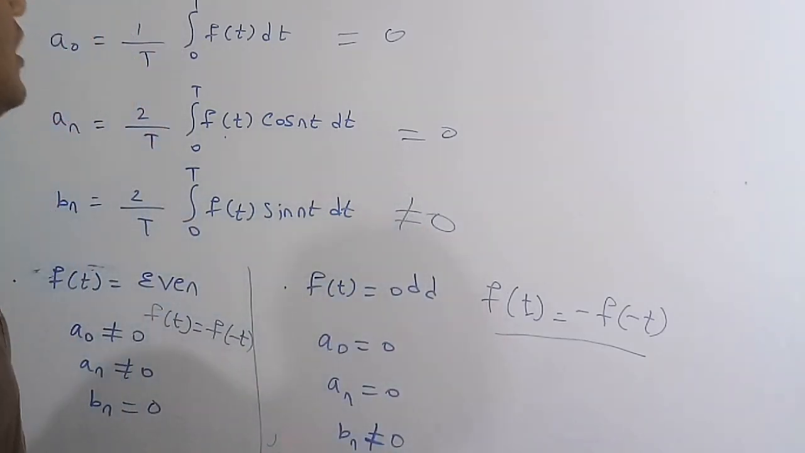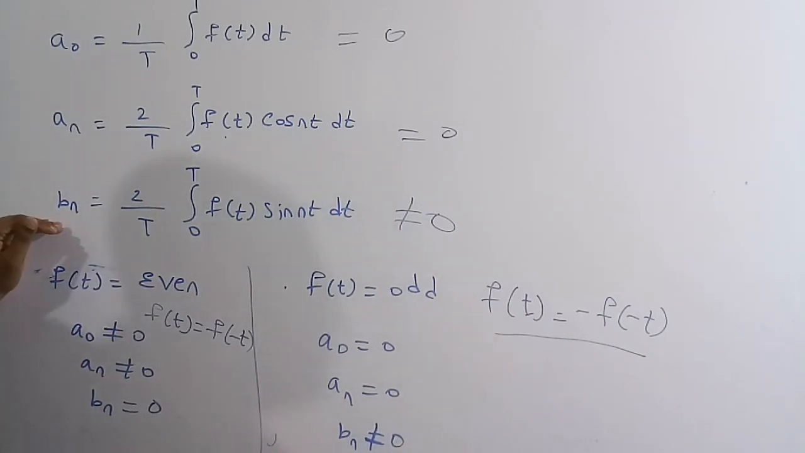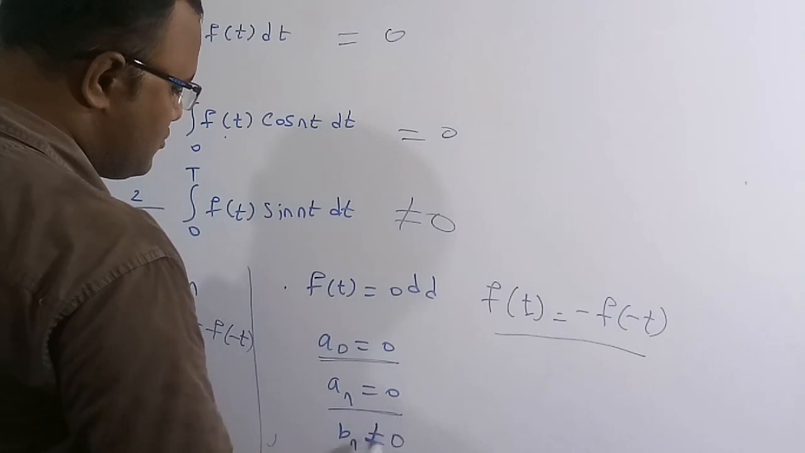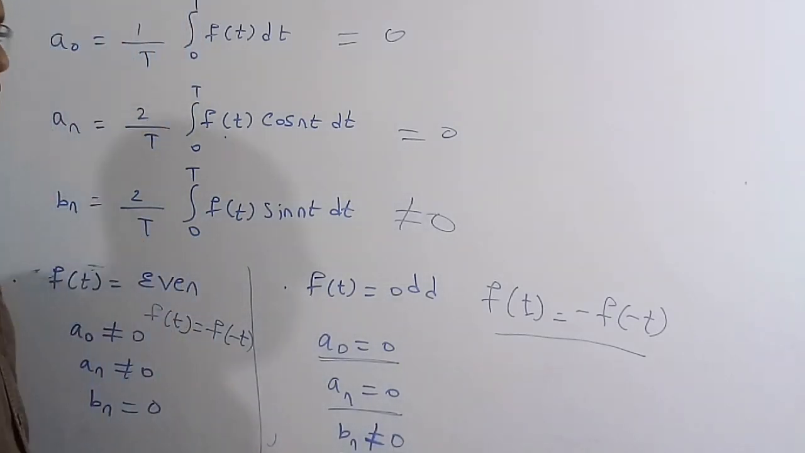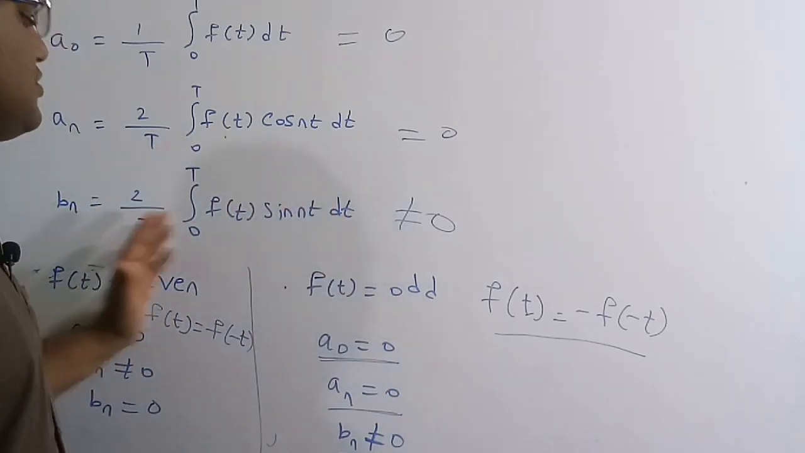So we can conclude that for an odd function, a0 is equal to 0, an is equal to 0, and bn is not equal to 0. So these are the relations of the Fourier series coefficients for the even function and the odd function.